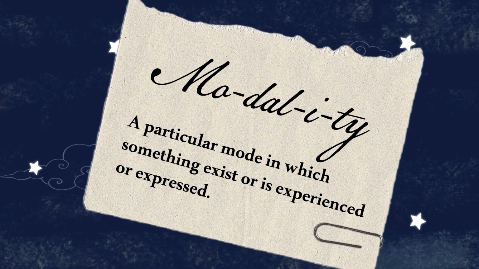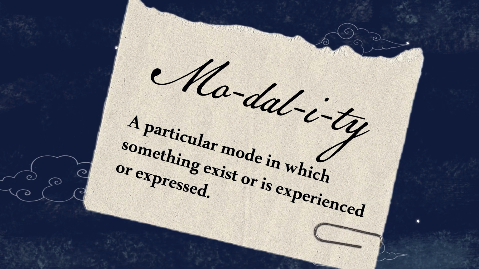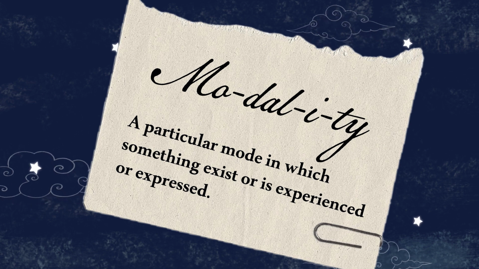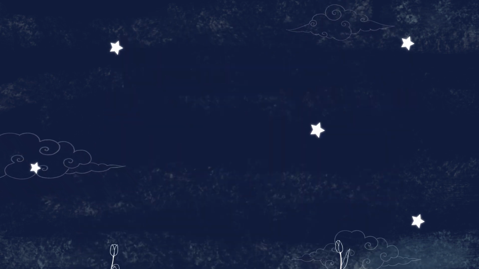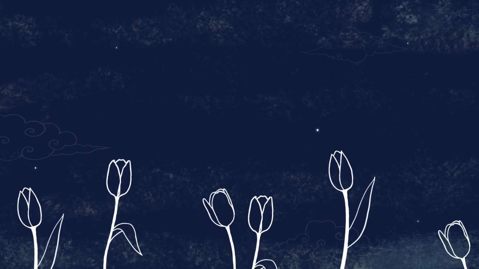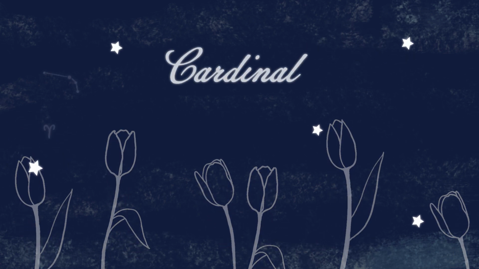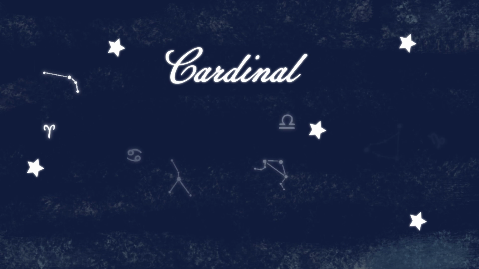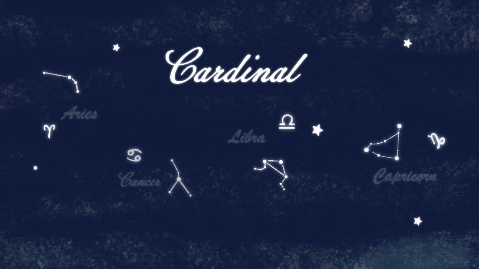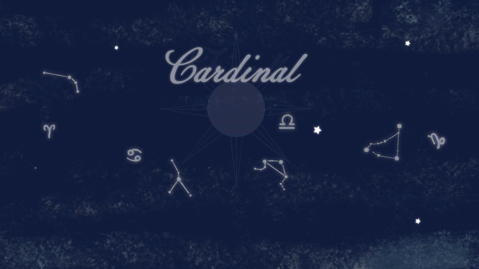But what does it all mean? Remember, modes are particular ways in which things can be expressed or experienced. The modalities show us how each element interacts with the world and its surroundings. The cardinal signs are the initiation of change. These signs bring in their particular season. They are tied to new beginnings. Aries is early spring. Cancer is early summer. Libra is early fall. And Capricorn is early winter.